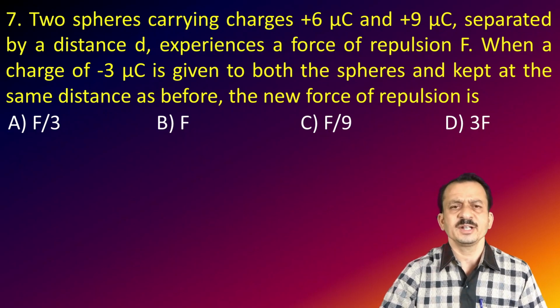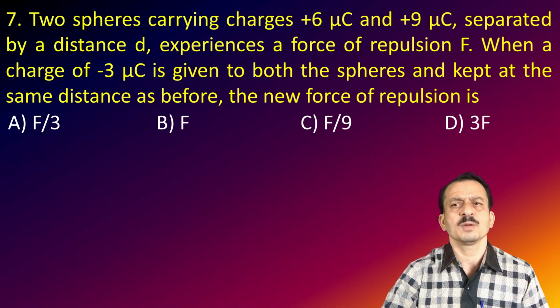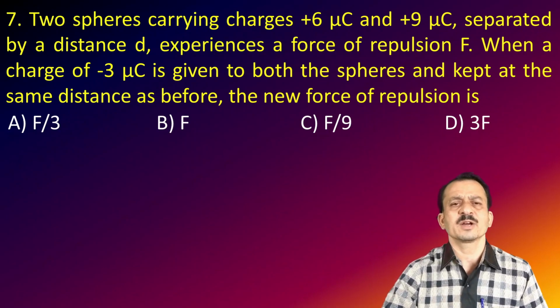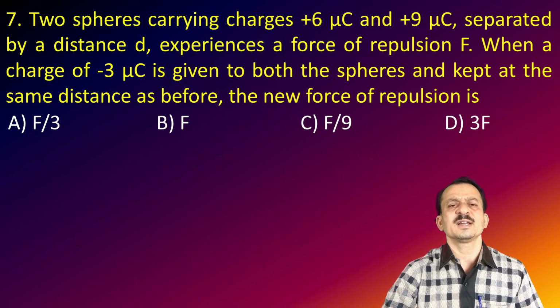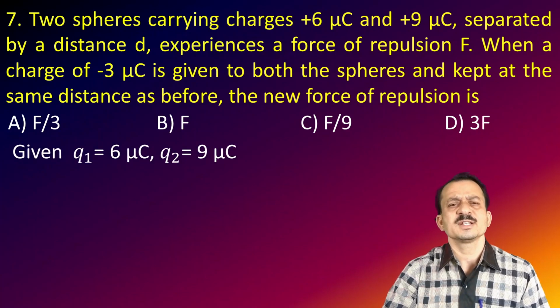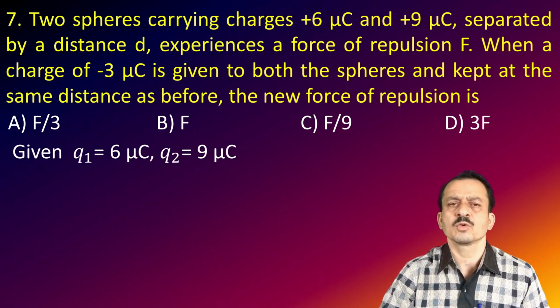So here initially the two spheres are having the charges 6 microcoulomb and 9 microcoulomb. In the second case, minus 3 microcoulomb is added to both. Then in the second case, the charges become 6 minus 3, it is 3 microcoulomb, and 9 minus 3, it is 6 microcoulomb. So we have to independently separate for the two cases the electrostatic force. Now given first case, Q1 is equal to 6 microcoulomb, Q2 is equal to 9 microcoulomb.